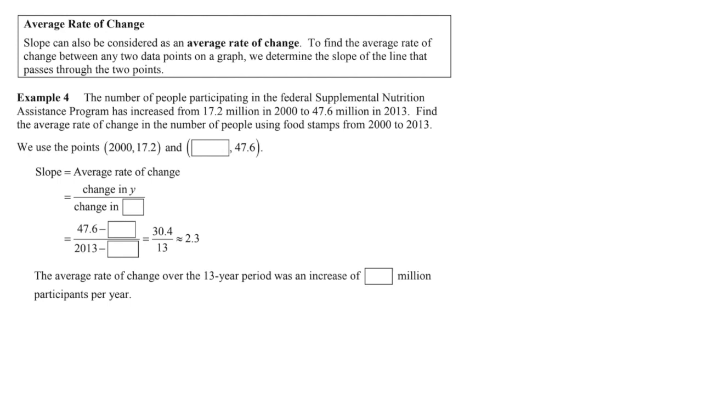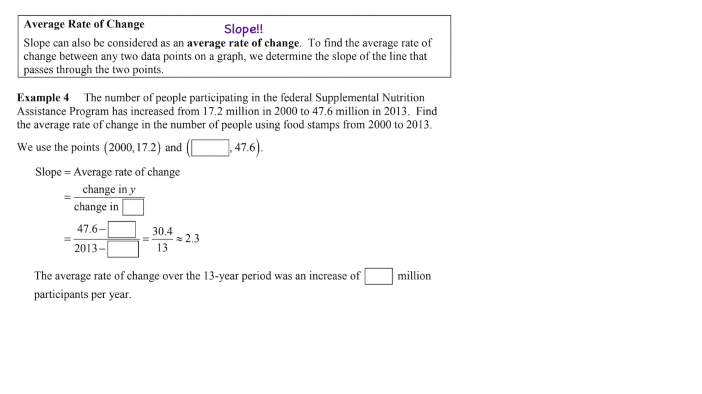Let's look at the average rate of change. Slope is also considered to be the average rate of change. We can use these two together. To find the average rate of change between any two data points on a graph, all we need to do is determine the slope of the line that passes through those particular points.